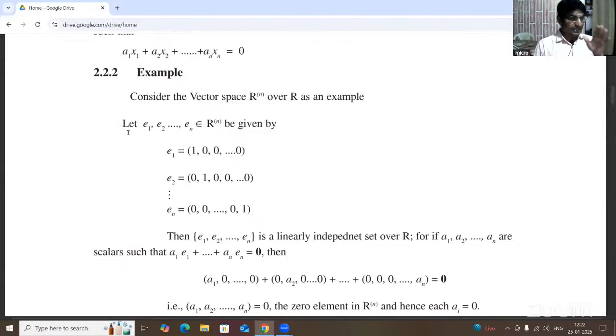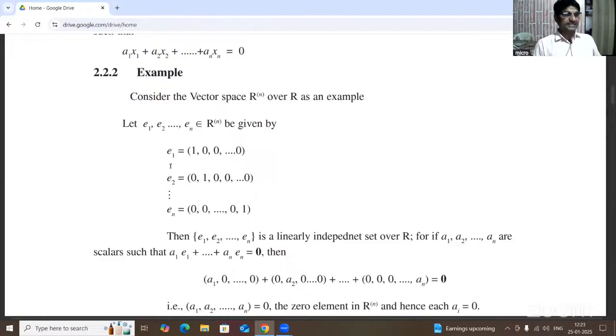What are the standard basis? E1 is the first standard basis. There are similar names: usual basis, standard basis. E1 equals 1, 0, 0, so on, 0. This is the n tuple of the first standard vector. E2 is where the second coordinate is unity and all the remaining coordinates are 0; that is the second standard basis vector. Up to the nth standard basis vector, which is 0, 0, 0, so on, 1. Now, it reads as a standard basis.